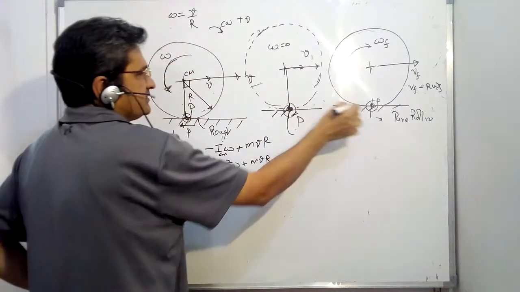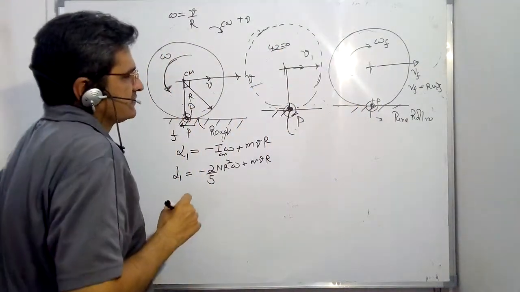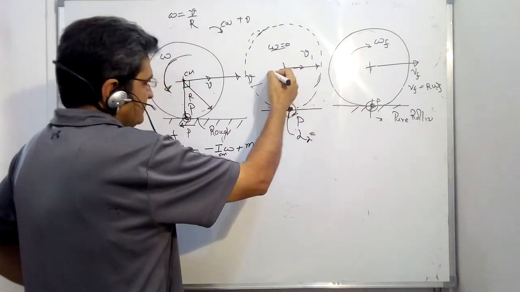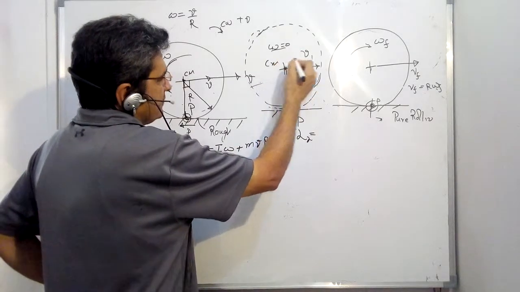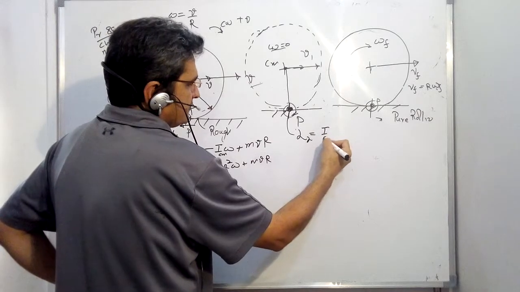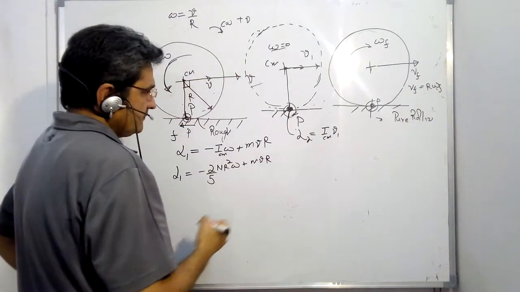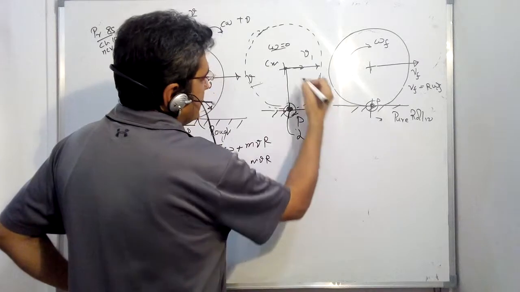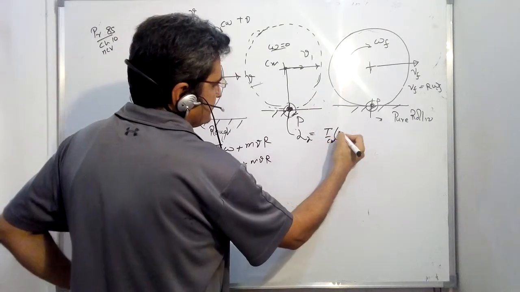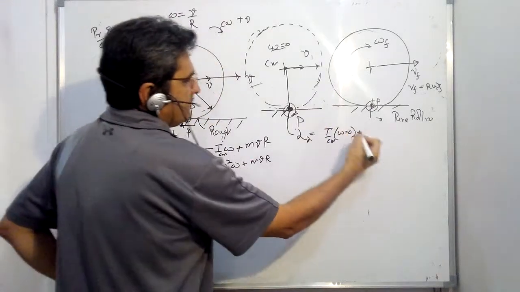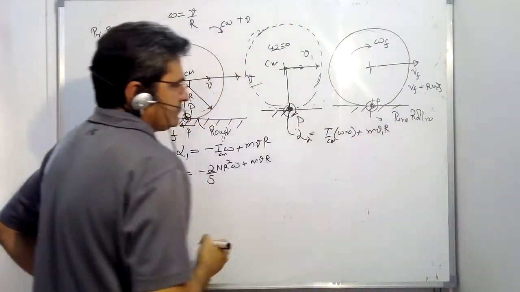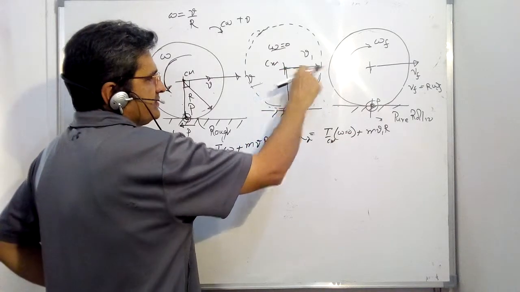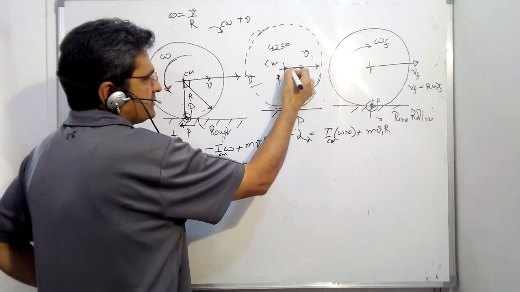We'll reach that stage, but to reach that stage first omega has to become 0 because it was in the opposite direction. Now what is the angular momentum here about P? L2 would be the angular momentum about the center of mass of the sphere, which is I, center of mass, into omega, which is 0, plus M V1 into R. M V1 R is the angular momentum about point P because of the translational motion, and here R is the radius vector, angle is 90 degrees.